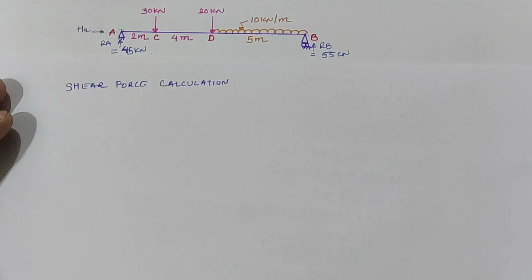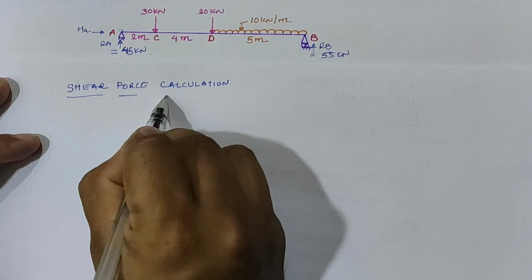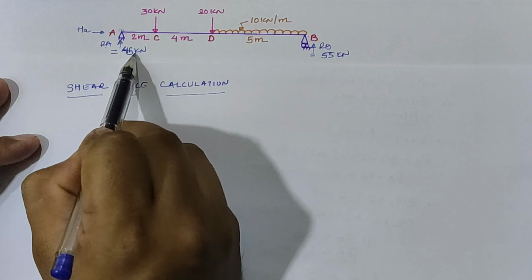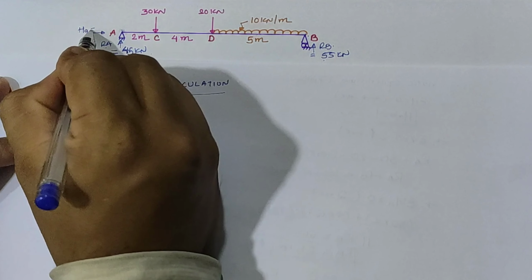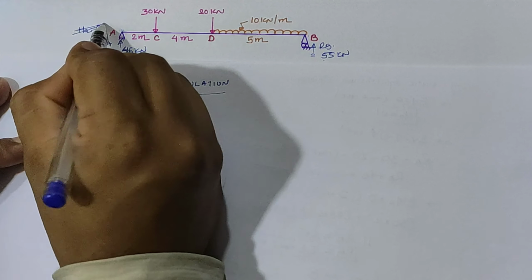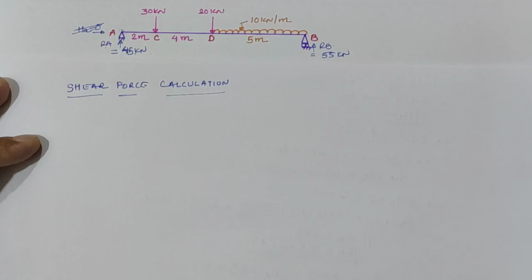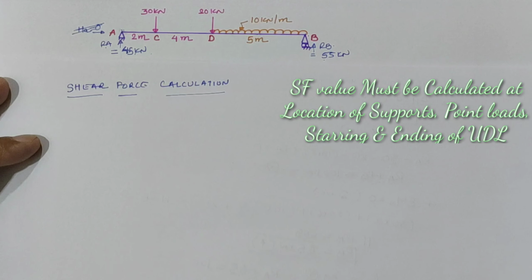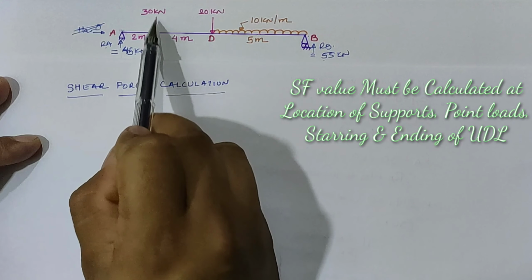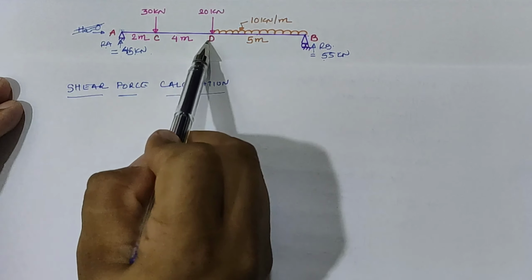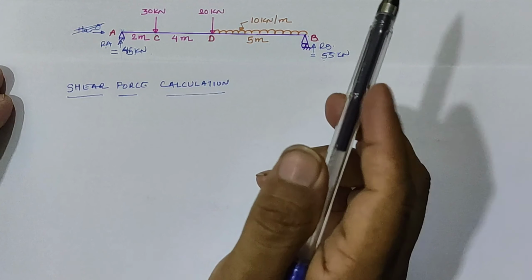Going ahead for the calculation of shear force, we have the reaction at A as 45 kilonewton, reaction at B as 55 kilonewton, and HA as 0. So the 0 value is ignored for the calculation purpose. Now for the shear force, we have to calculate it at each and every point: the point under the point load, as well as the start of the UDL and the end of the UDL. So at points A, C, D and B, we have to calculate the shear force value.